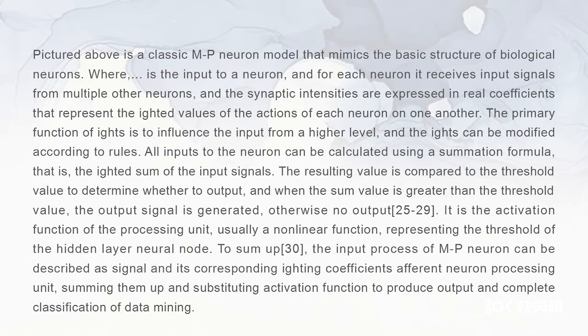Pictured above is a classical MP neuron model that mimics the basic structure of biological neural networks, where x is the input. Each neuron receives input signals from multiple other neurons, and the synapse intensities are expressed in weights, which represent the values of the effect of each neuron on the other.